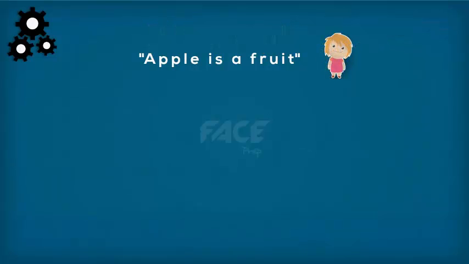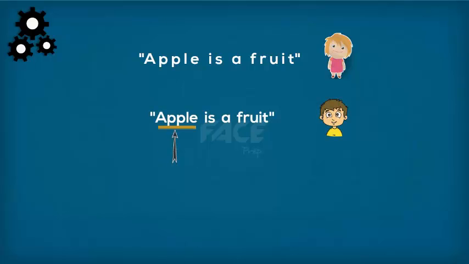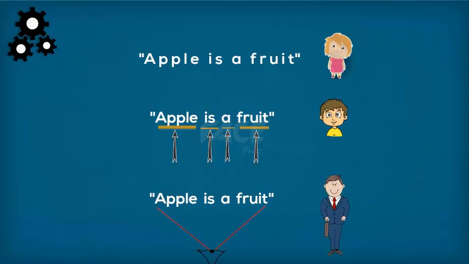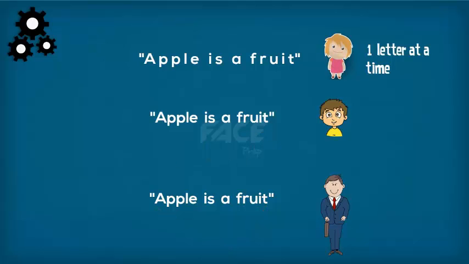Apple is a fruit. Now imagine a 10-year-old kid reading this. Apple is a fruit. How did you read it? Apple is a fruit. In the case of a 5-year-old, the eye span is one letter at a time, whereas for a 10-year-old, the eye span went up to one word at a time. In your case, it is 3 to 4 words at a time.